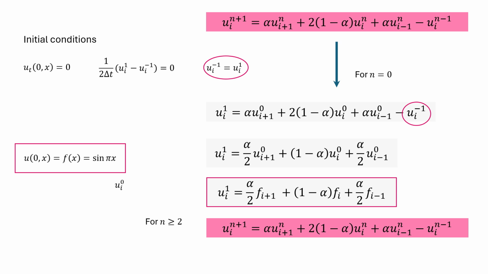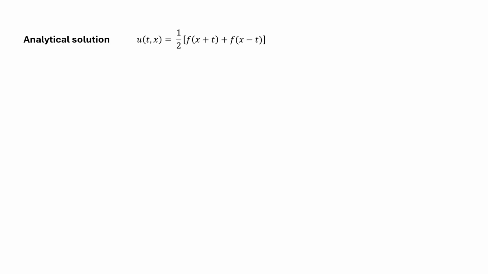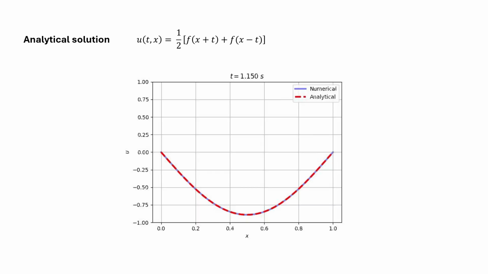And the scheme is stable as long as delta t is chosen following the stability criterion, which in this case is v delta t over delta x must be less than or equal to 1. We also know the analytical solution of this problem, and we can solve the 1D wave equation using the explicit finite difference scheme and compare with the analytical solution. In this case, our numerical and analytical solution both agree.